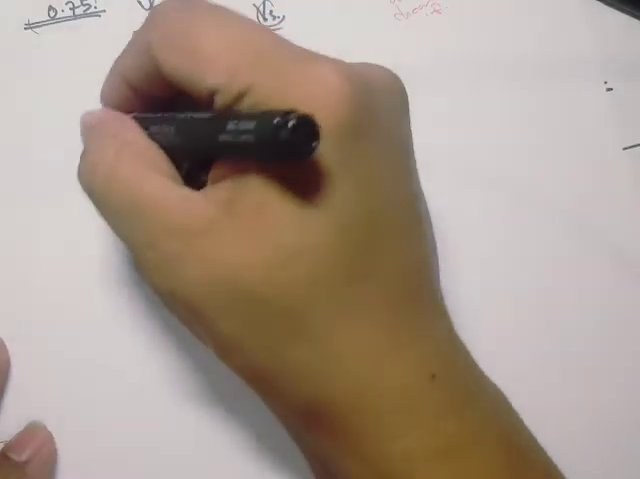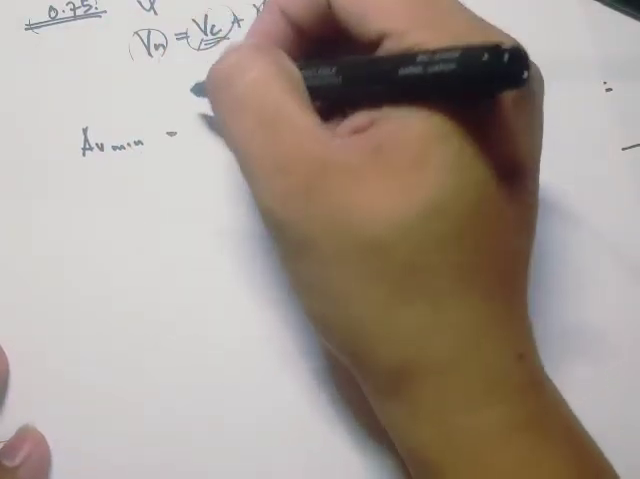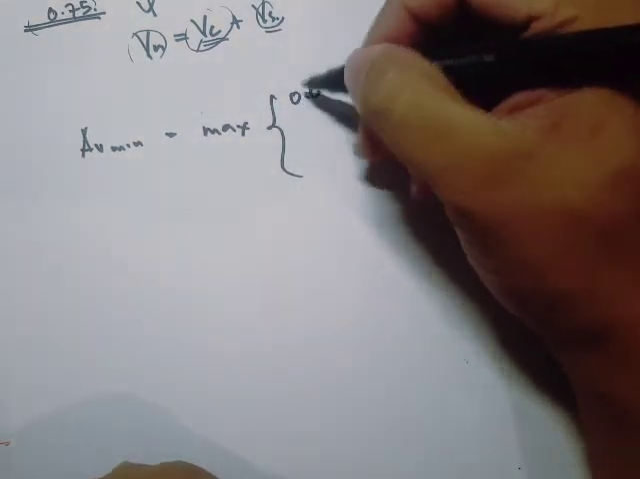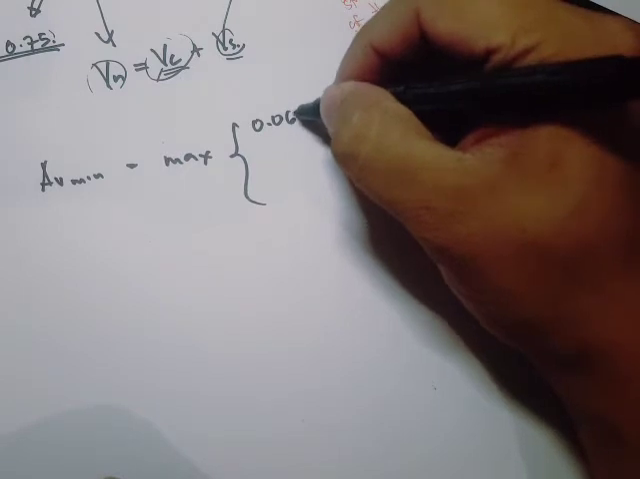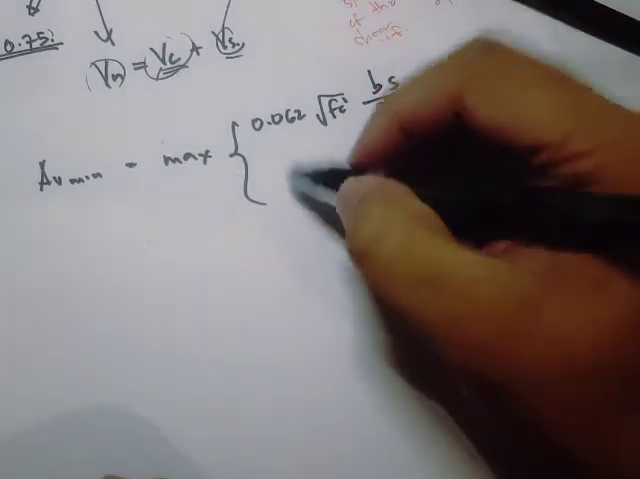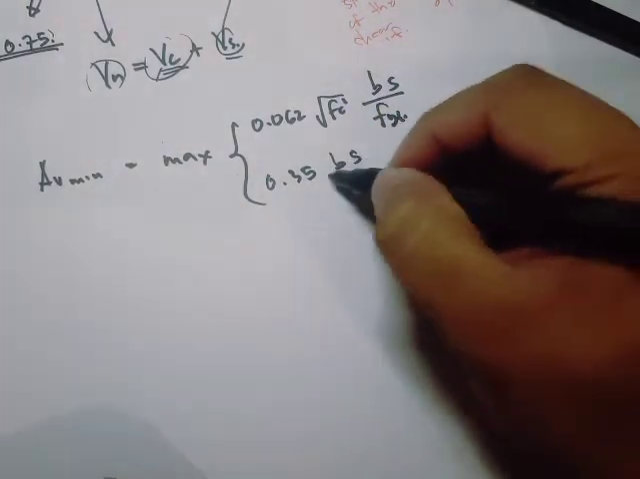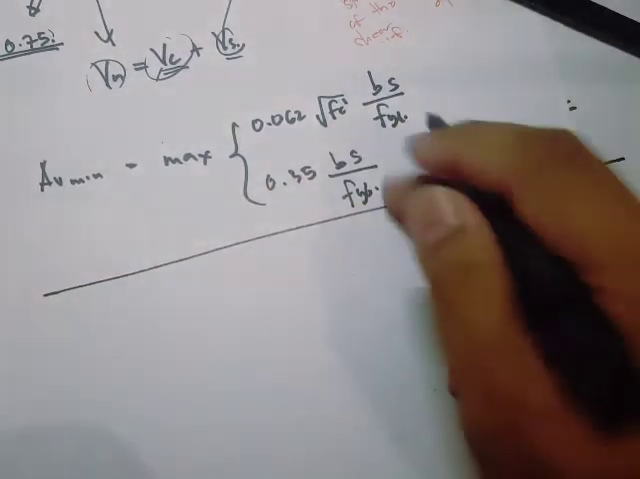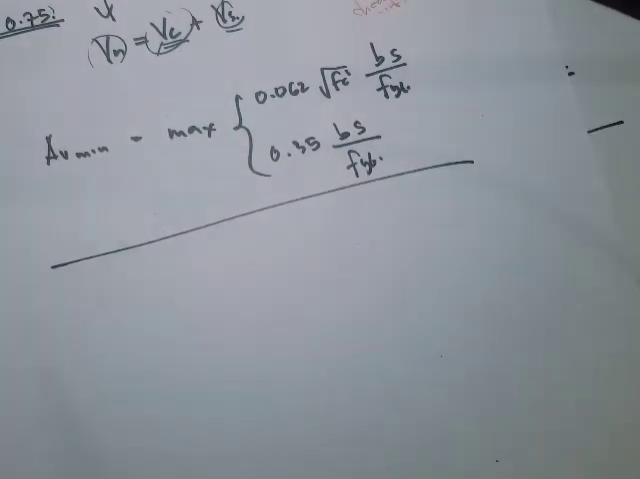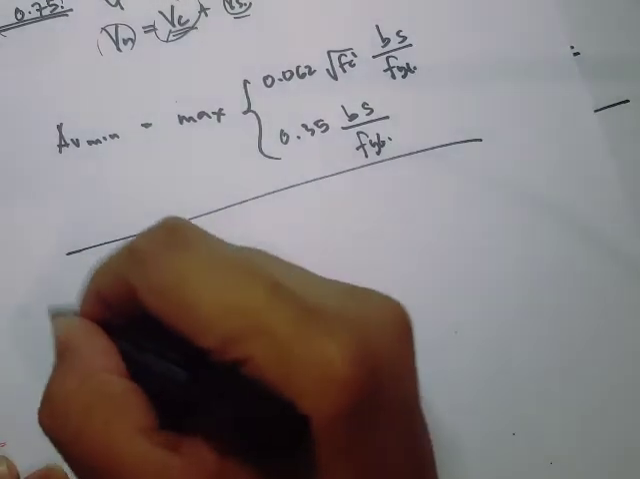Now let's move on to the minimum area. Av minimum is the maximum of two criteria: 0.062 square root of fc prime b s over fy, or 0.35 b s over fy. Whichever is maximum is going to be the minimum shear area. Now let's talk about the derivations for design.